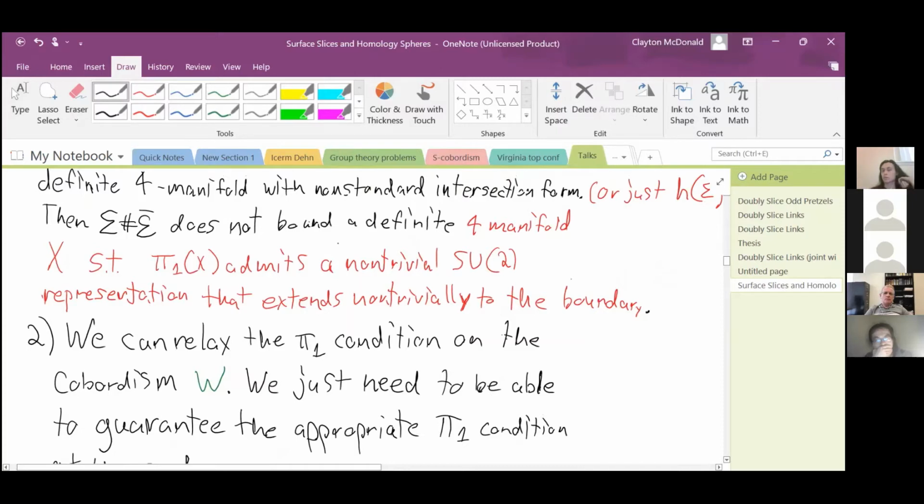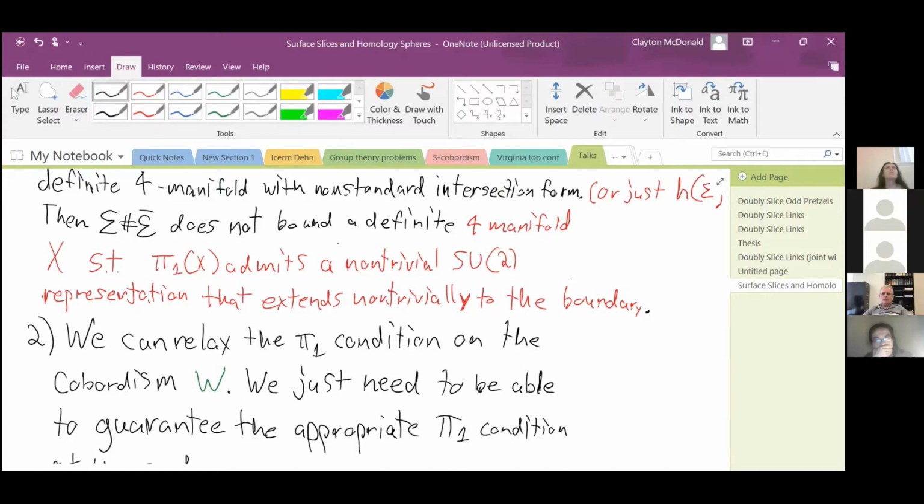I mean, it's an abstraction. So again, it does not bound a definite four-manifold with these properties. But sorry, sigma connect sum sigma bar bounds sigma cross I. You mean punctured sigma cross I? Well, that's not simply connected. Right, but call that X. Pi 1 of X admits a non-trivial SU(2) representation.